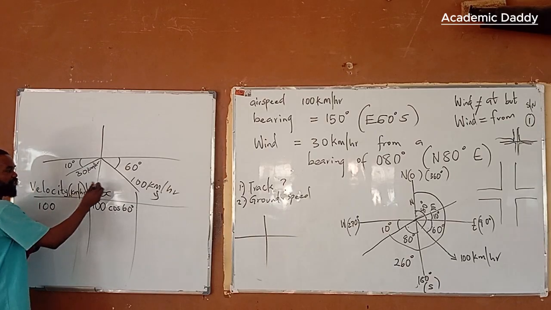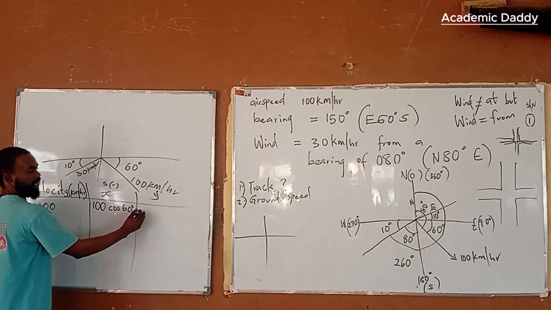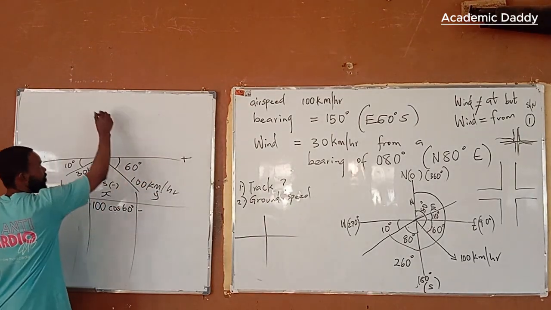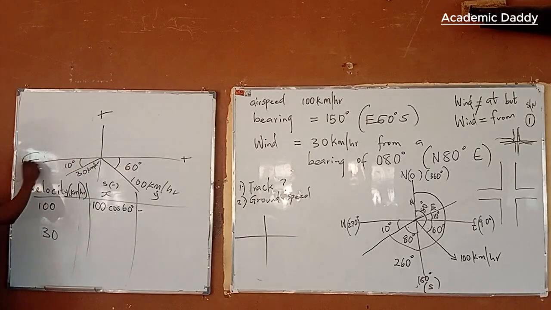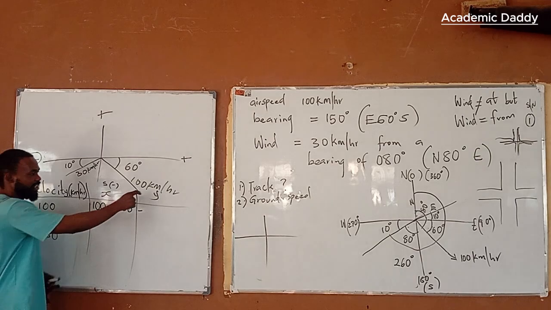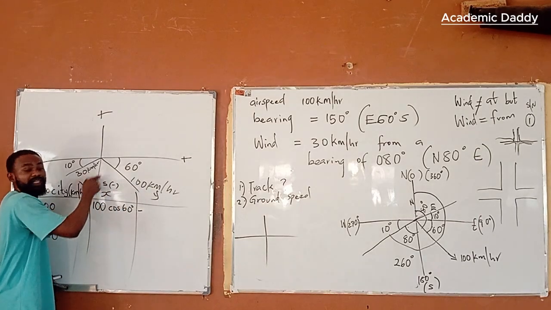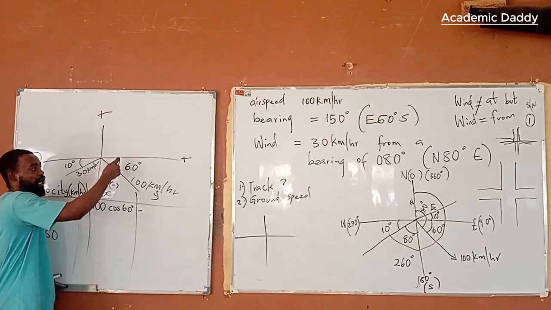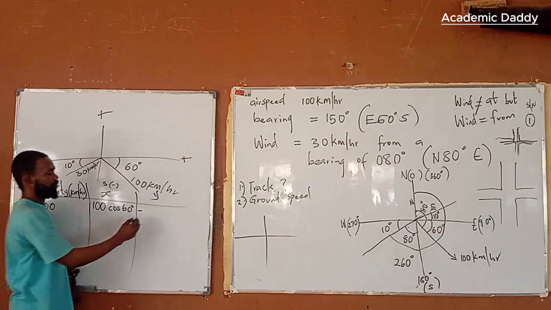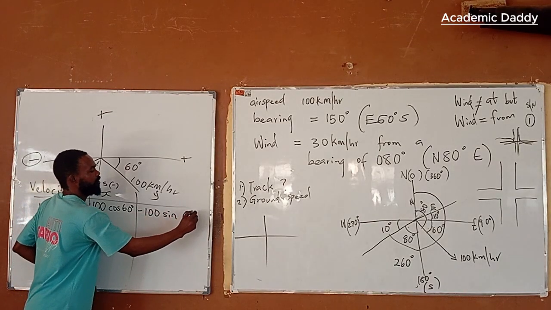But let's check something. This is south. South is what? Minus for y now. Okay, so now, if I want to take this 100 to y-axis, am I opening this angle? I'm leaving this angle, you know. Yes. So away from the angle, use what? Sine. So 100 sine 60 degrees.